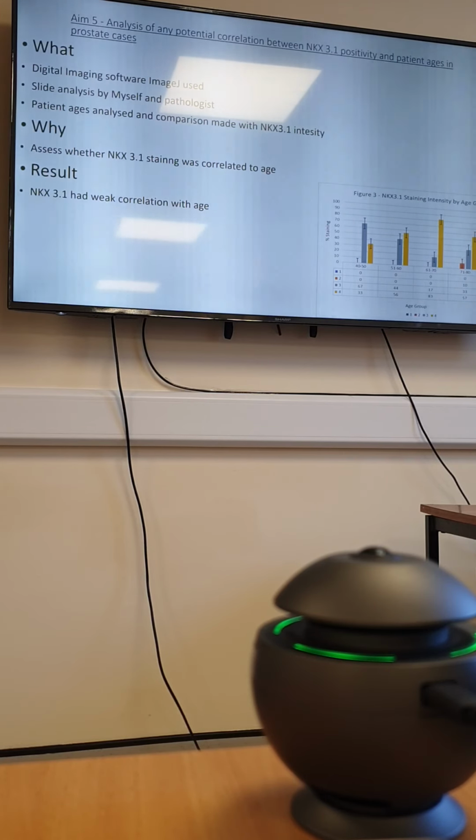Later on, we did see a small correlation with weaker ages going from 60 to 90, but I think due to the sample size, we couldn't say that was a definite result. That was not as conclusive as the other 4 aims, but 4 out of the 5 aims showing good, pretty clear results we're quite happy with.